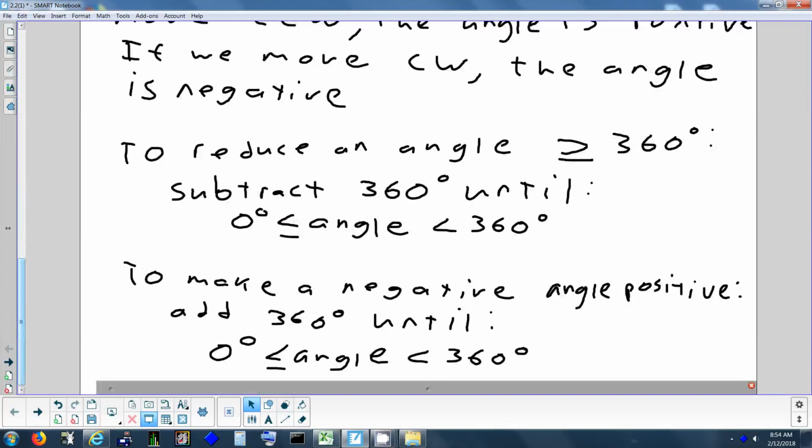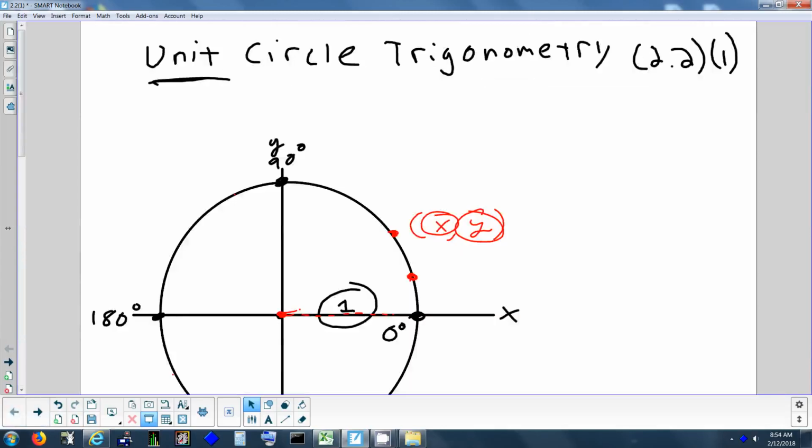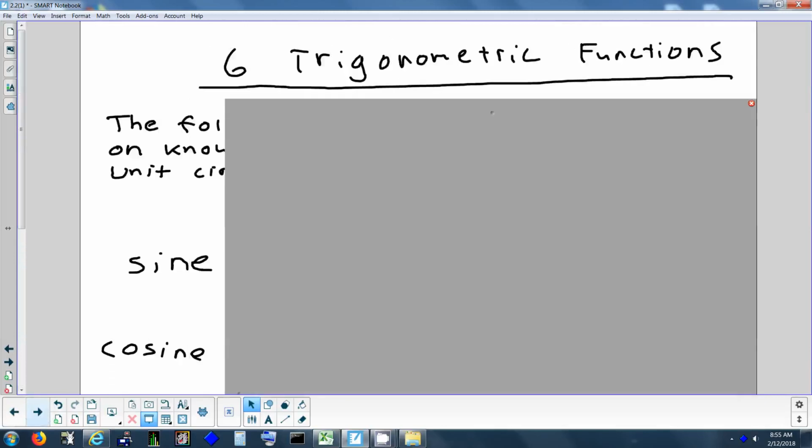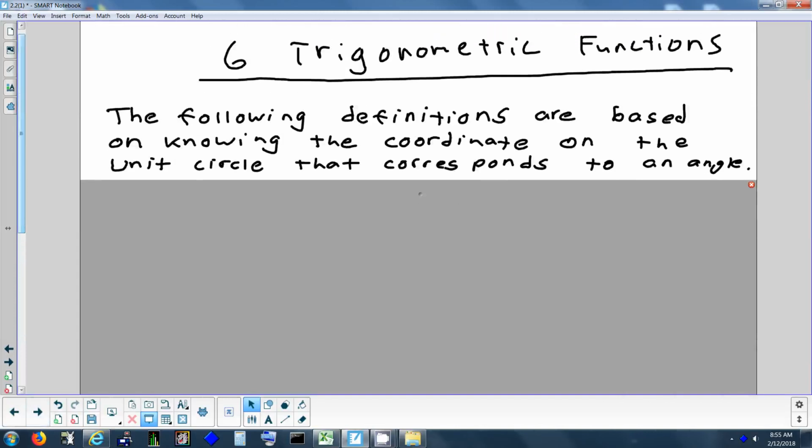All right, so that's the first step. Make your angle easy to work with. Now we can start unit circle trig. So I said to you earlier that the goal is to find a coordinate. Find an x and find a y value. Once you find the x and the y value, you're going to plug them into a formula. Which formula you plug them into depends on which trig function they ask you about. There's 6 different trig functions they can ask you about.